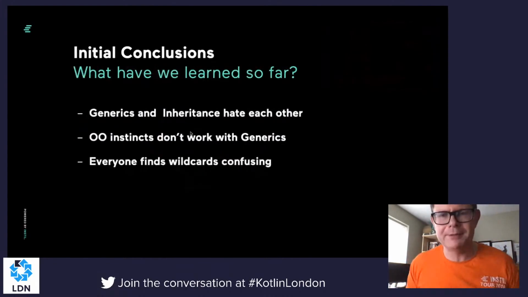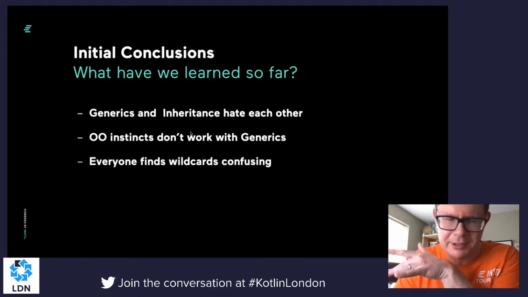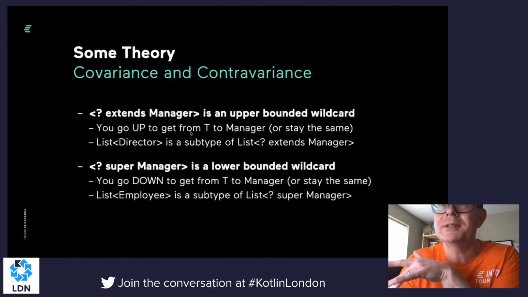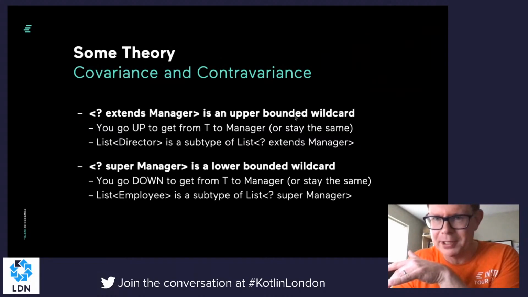So just thinking about what we've learned so far, generics and inheritance hate each other. That's the big lesson I'm trying to get across. Generics, grand. OO, grand, until you include inheritance. Once you start mixing generics and inheritance together, it all gets very complicated. Our OO instincts will send us the wrong way a lot of the time with generics, and everybody finds these bounded wildcards confusing. They don't work the way we want, okay? It also doesn't help that you've got 3 kinds of terminology. We're saying extends, but that's an upper bounded wildcard. So extends means upper, yeah?